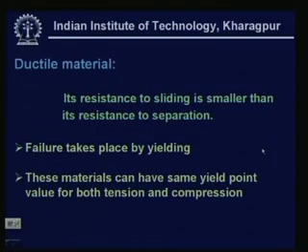Now, whether it will be yielding or fracture largely depends upon the type of material you choose for the design. In that way we classify the materials, as you have read earlier, into the ductile material, which we will take up shortly, and the brittle material. Once we consider a ductile material, what is its definition? A ductile material is one whose resistance to sliding is smaller than its resistance to separation.